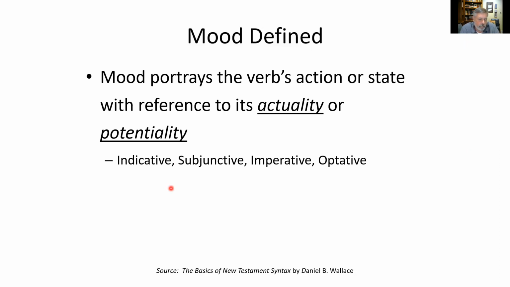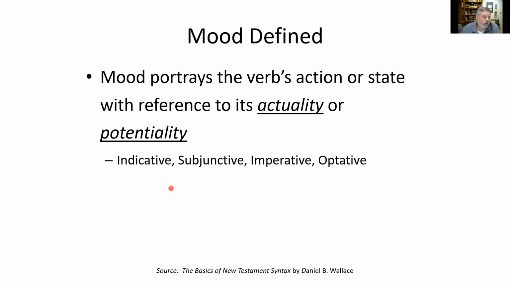When the speaker says, I am, or I love Greek, or do you love Greek, he's speaking in terms of actuality. But if he wants to put it in more of a potential, I might love Greek, or you might love Greek, that's a potential mood. And there's the indicative mood, and really there are four moods: indicative, subjunctive, imperative, and optative.